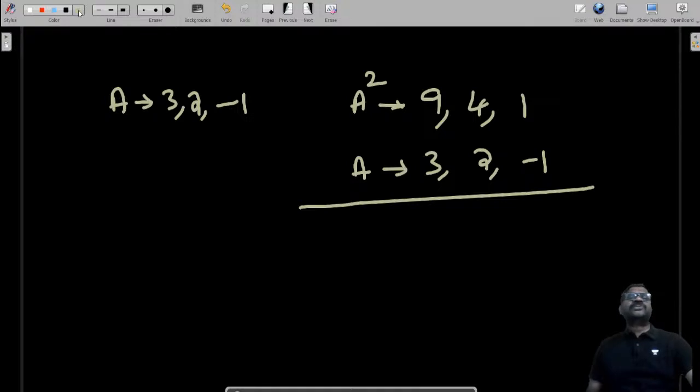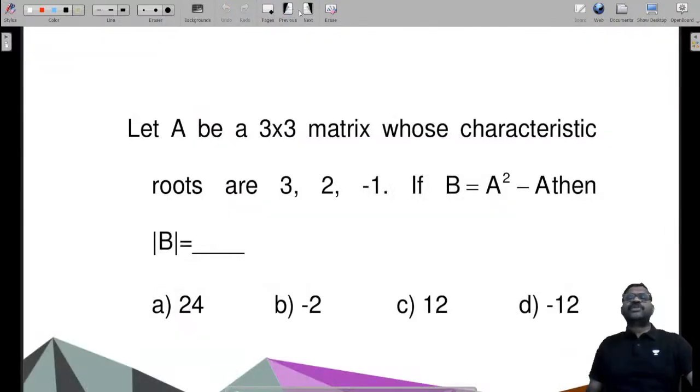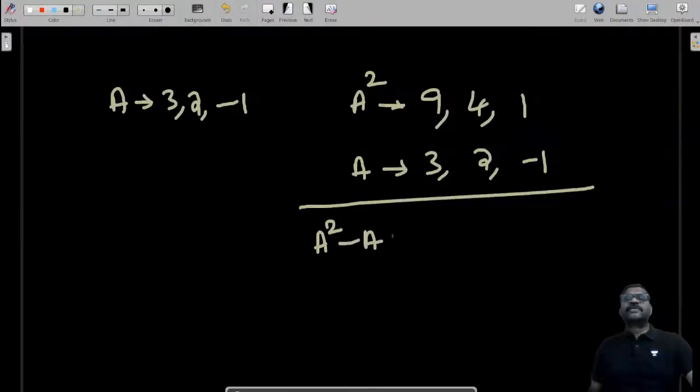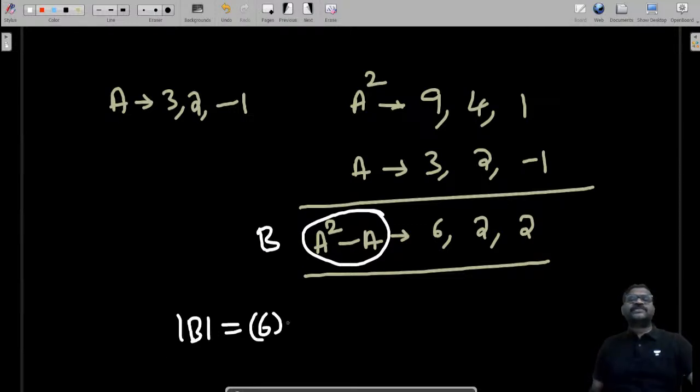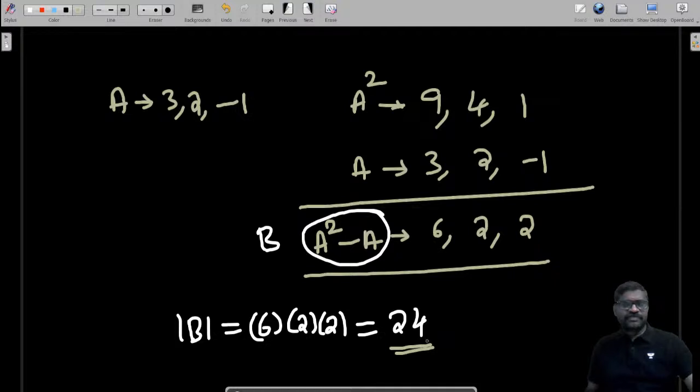Therefore, eigenvalues of A square minus A are, you have to calculate eigenvalues of A square minus A only. 9 minus 3, 6. 4 minus 2, 2. 1 minus of minus 1, 2. Since A square minus A is B, this is B. Therefore, determinant value of B is 6 into 2 into 2, 6 4s are 24. Therefore, det B is 24.